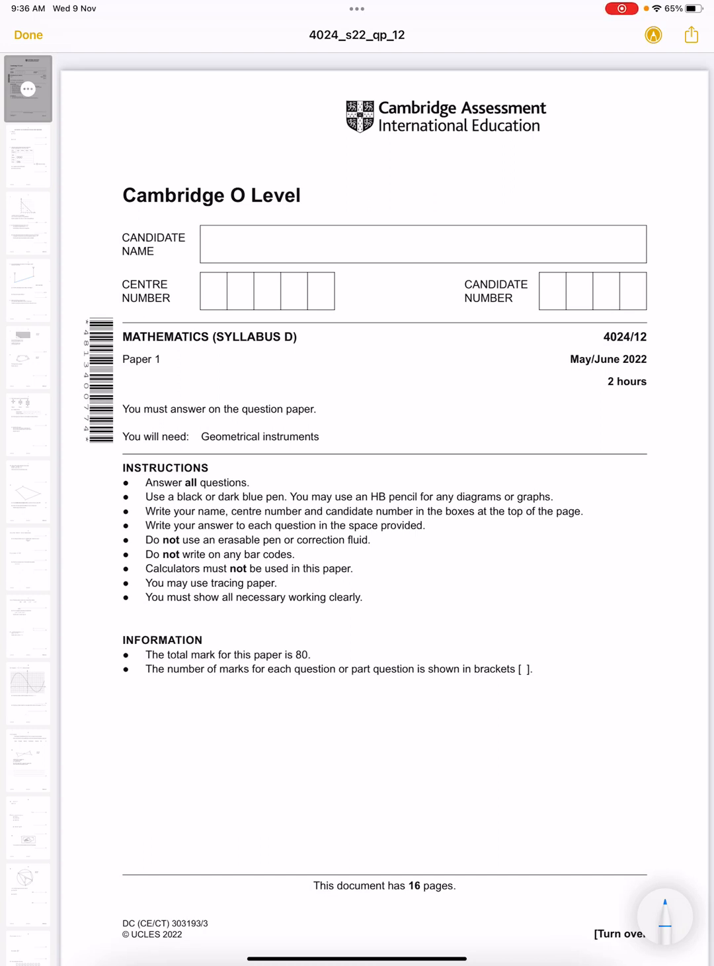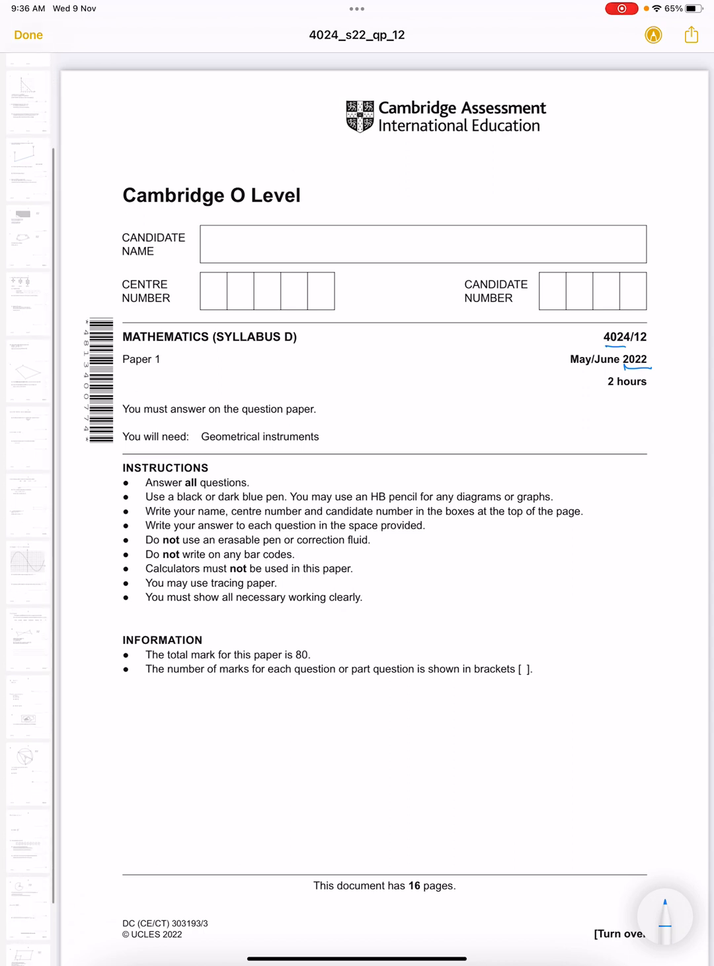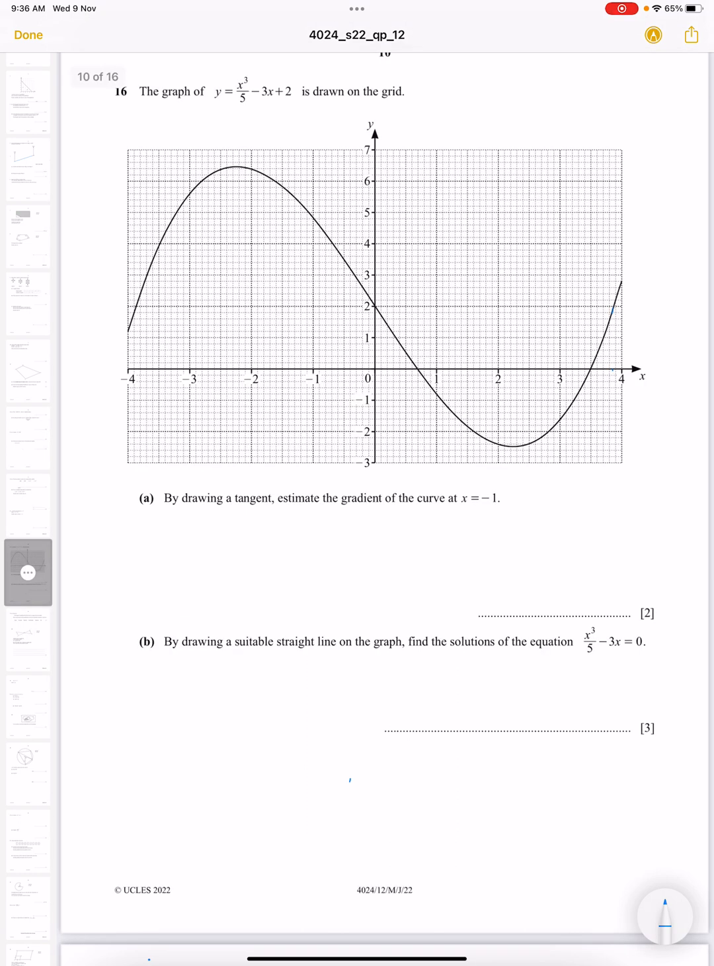Hello students, we are solving May-June 2022 O-Level Mathematics 4024, Paper 1 Variant 2. In the previous video, we solved question 1 till 15 of this paper. Now let's start from question number 16.